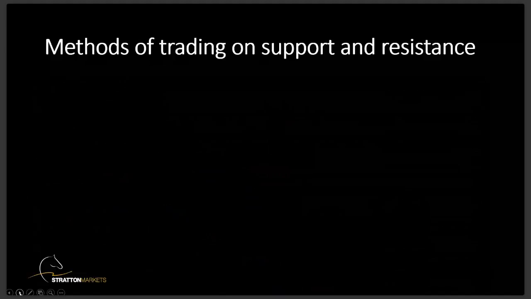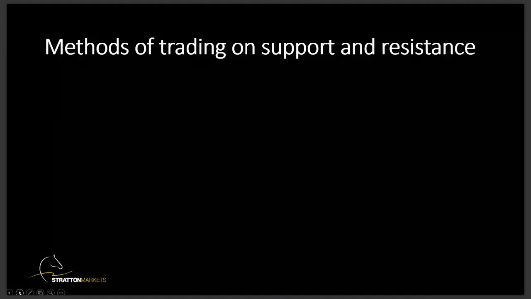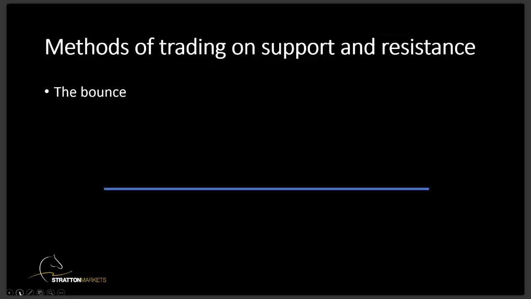Now, we discussed support and resistance, how to use them, how to find them, and what they are. But let's discuss some methods of trading that some traders use with support and resistance. The first one is known as the bounce, of course. When you see an asset come down, touch that support or resistance, and it bounces straight up.